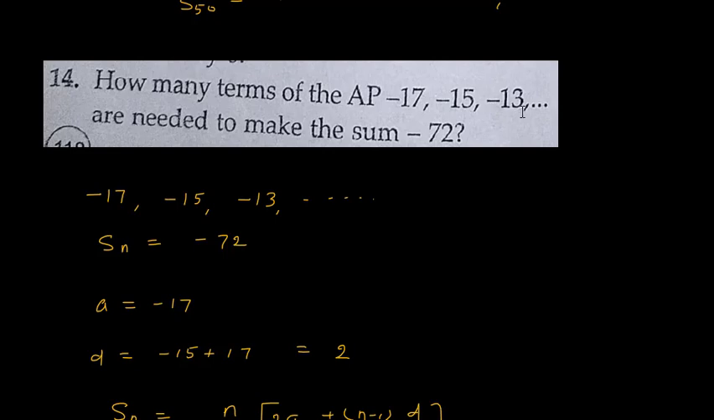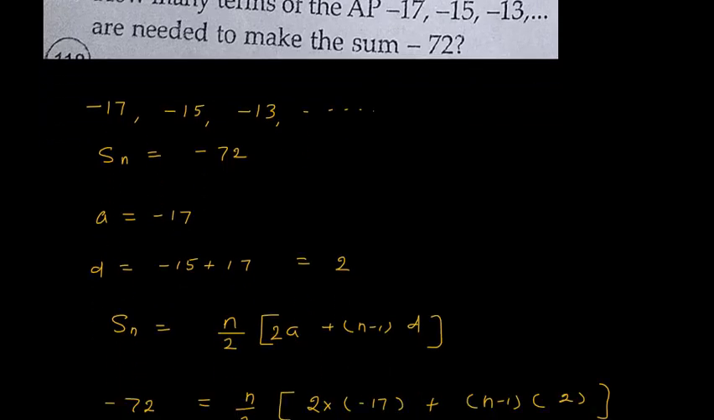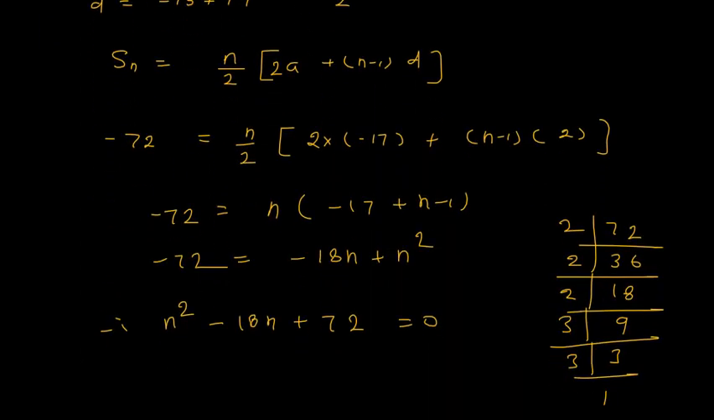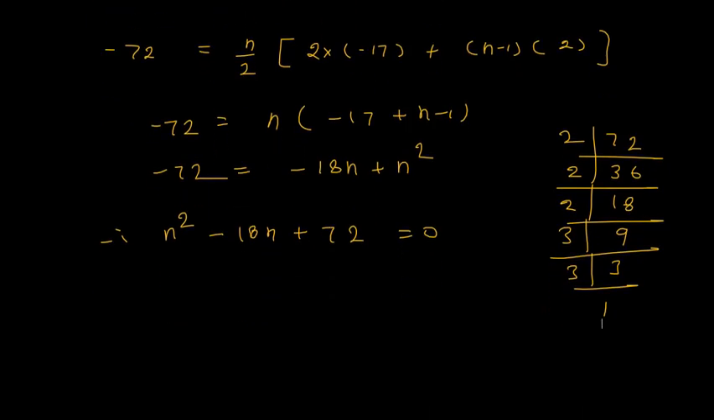How many terms are needed to make the sum as minus 72? So the sum is minus 72. Here it is n by 2 into 2 into a, which is minus 17, plus n minus 1 into d, which is plus 2. So this 2 we take common, so it is n minus 18. So this is n square minus 18n, and here the sum is minus 72, so it will come here and become plus 72. So everything is okay, fine.